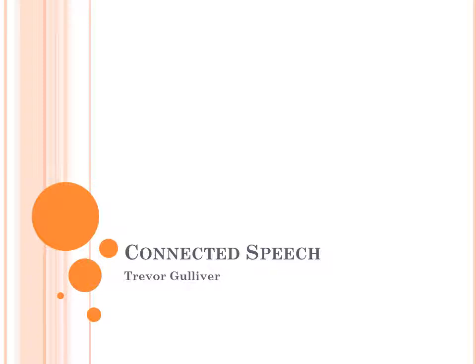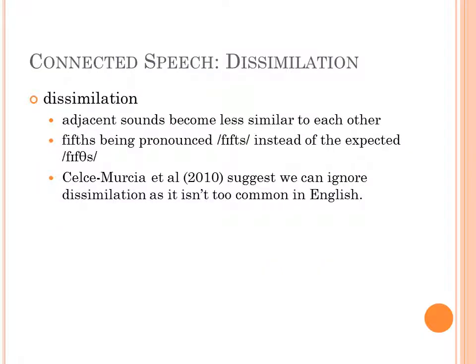The three final types of connected speech that we'll spend a little less time with are dissimilation, deletion, and epenthesis. With dissimilation, adjacent sounds become less similar to each other. This is a little less common in English, so the textbook Teaching Pronunciation suggests that we don't need to teach it, and therefore we're not going to spend as much time with it.